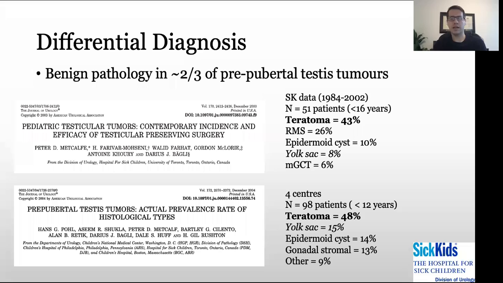The top study is of 51 Sick Kids patients from 1984 to 2002. As you can see here, the primary pathology in these testis mass patients was teratoma in 43%, with yolk sac making up only 8% of these patients. So far different than those AAP numbers. Then they compiled data from 4 centers, including Sick Kids. In this larger study, again, teratoma predominated with 48% of the pathology, and yolk sac represented about 15%. Some of the other prominent masses included epidermoid cysts and gonadal stromal tumors like Leydig and Sertoli cell tumors.